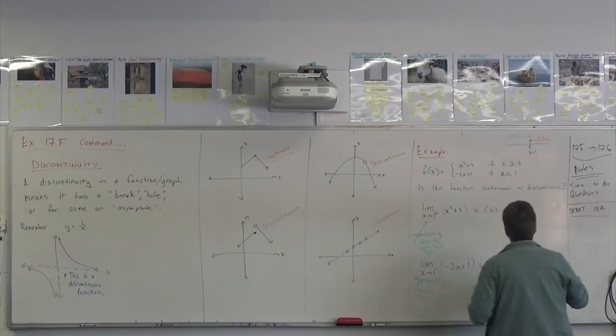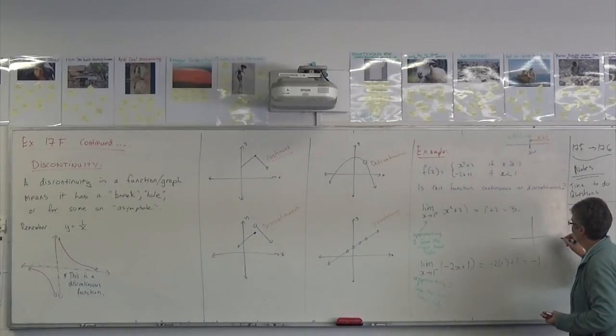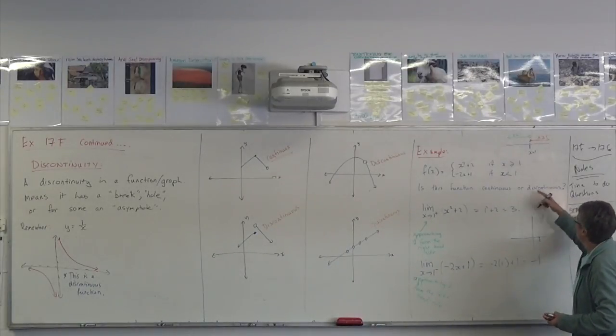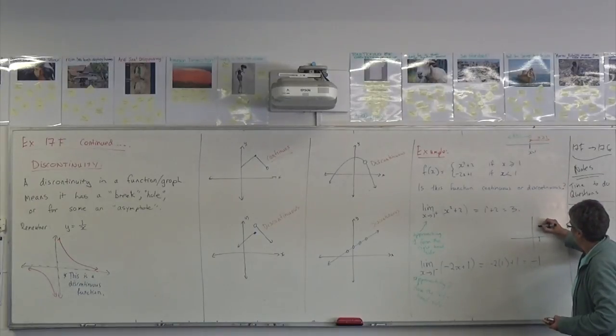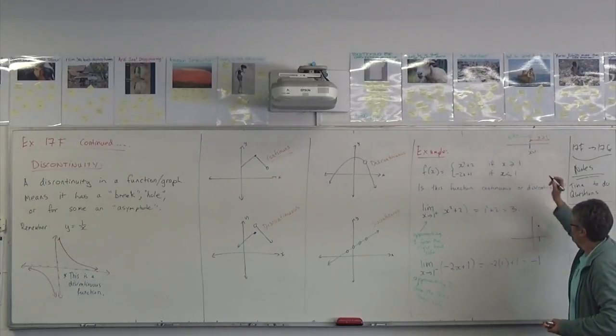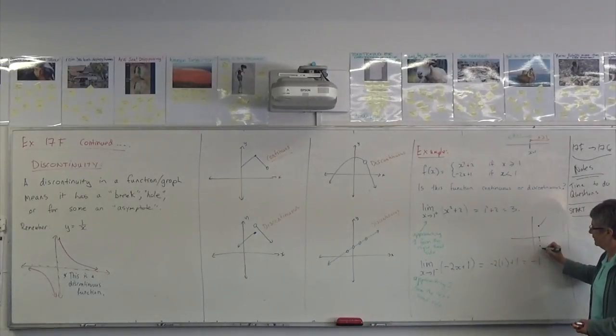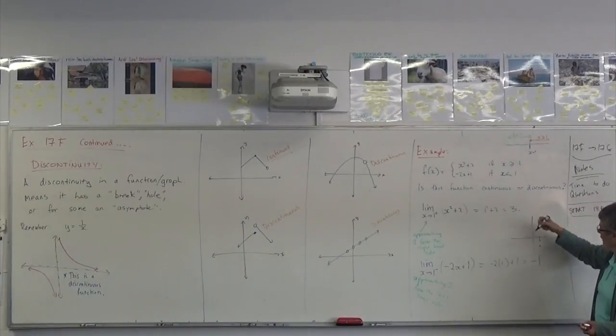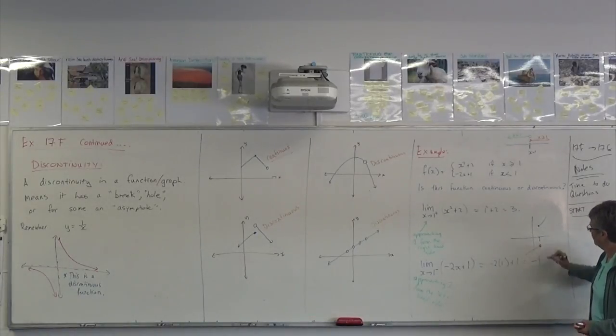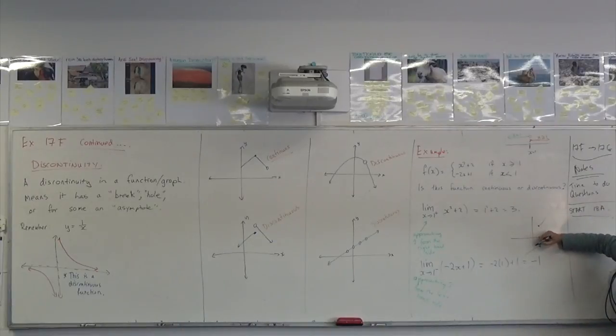So if I had my graph, it doesn't matter what my graph looks like, at x equals 1, this side is going to be up here at 3, and it's a parabola of some sort, so like that. This is going to be at minus 1, and that's a straight line, negative gradient, and that's going to have a hole there. So this would be negative 1, that would be 3. I don't need to draw the graph either side, it's just looking at this point of 1.